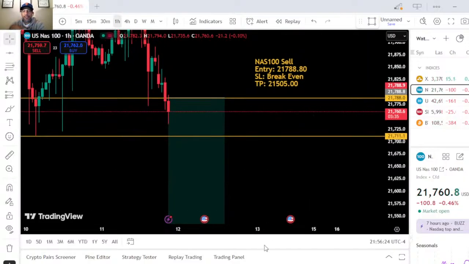I'm just going to wait for this NAS closure. Yeah, gold didn't do anything. I want gold to wick or give me a closure above, and I don't think we're going to get that closure.